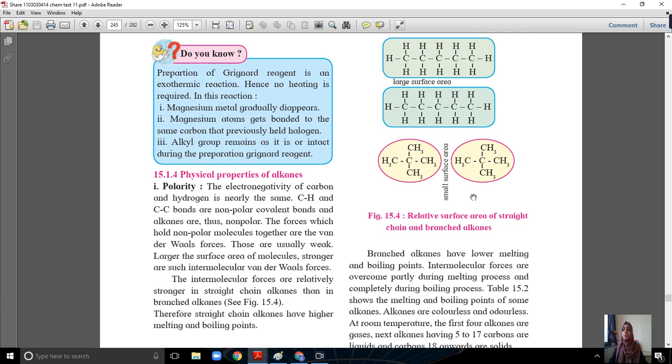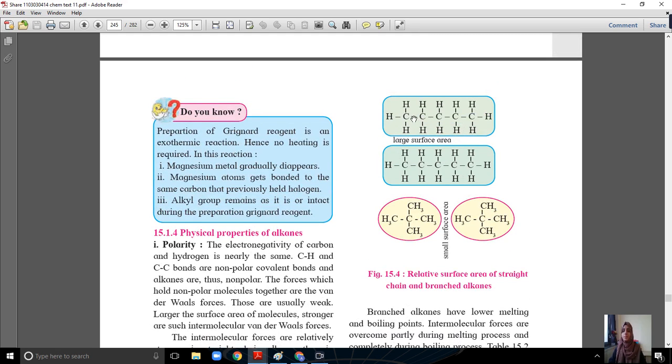The physical properties of saturated hydrocarbon. The first physical property is polarity. So alkanes are polar or non-polar? First we have to see this. In the hydrocarbon molecule there are two kinds of covalent bonds. The first is between two similar carbon atoms, the other between two different atoms, carbon and hydrogen. The bond between carbon and hydrogen is also a covalent bond. So we have to see whether the covalent bond is polar or non-polar.